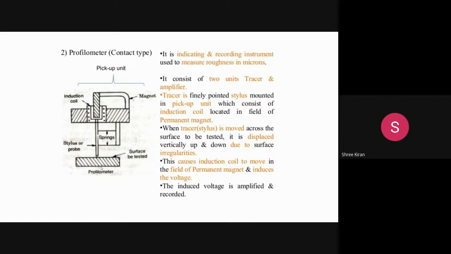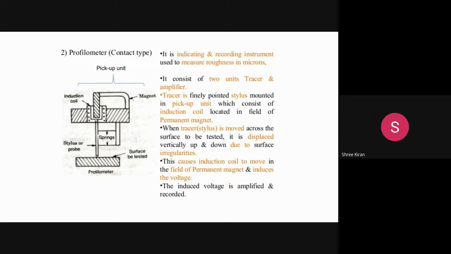Then it mainly consists of two units, the tracer and amplifier. So what do you mean by tracer? Tracer is a finely pointed stylus mounted in the pickup unit, which mainly consists of an induction coil located in the field of a permanent magnet.